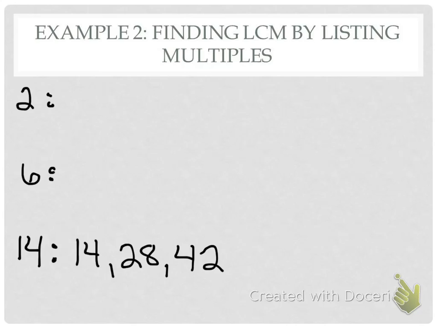Now here's the bad news. The bad news is that you still have to list the multiples of the other numbers. But you know that 42 is the LCM, so you don't have to go past it.